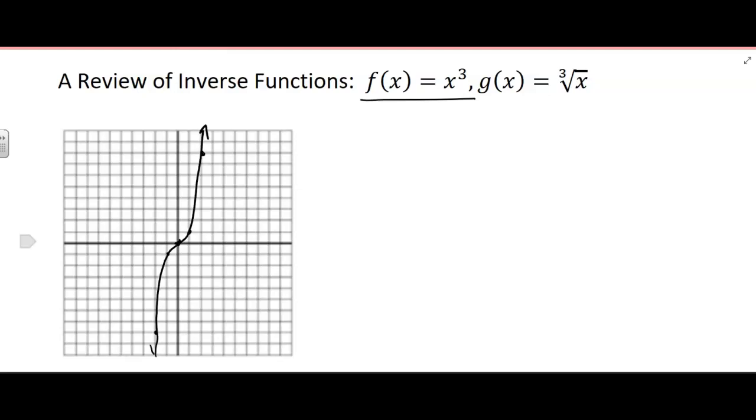I think we had one like that on the last exam. That is f of x right there. Now, when we want to make g of x, we can switch the x and y values, and we get this function. I'm going to put it in red because it's going to run into each other.